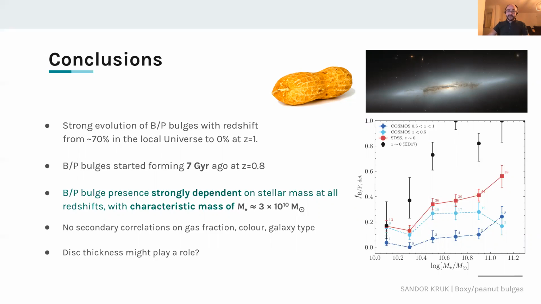Below this mass, galaxies have thicker disks. As a final thought, it might be possible that the thickness of galaxies could play a role in BP bulge formation, bar buckling being suppressed in thicker, hotter disks. But it's an idea that needs to be further explored.